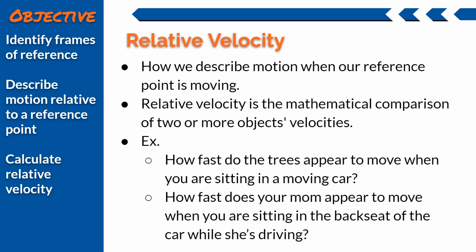So relative velocity is the mathematical comparison of two or more objects' velocities. Here's a couple of example questions to think about. When you're driving down the road, how fast do the trees appear to move when you're sitting in a moving car? You're the one that's actually moving, but if you look out the window, the trees appear to be moving backwards with respect to you. And they appear to be moving backwards at whatever speed you're moving. They just look like they're going in the opposite direction.